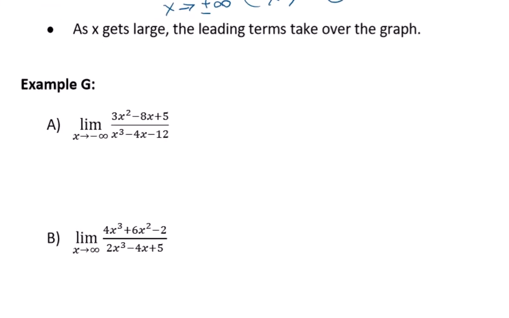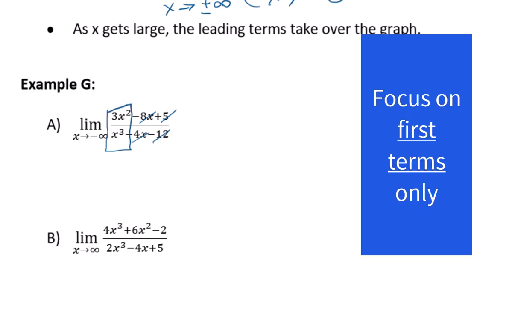For example, when we look at example A, we want the limit as x approaches negative infinity, and we have a quadratic on top and a cubic on the bottom. But when x gets really large, these other constants, like 5 and negative 12, even negative 8x and negative 4x, become insignificant. It is the leading terms that we need to focus on because as x gets really large, they determine what happens to the graph.